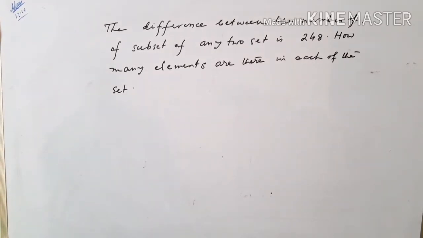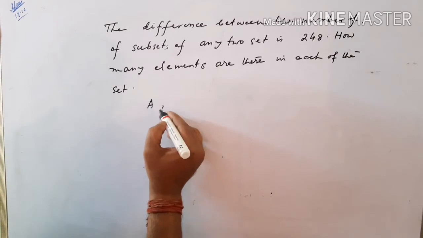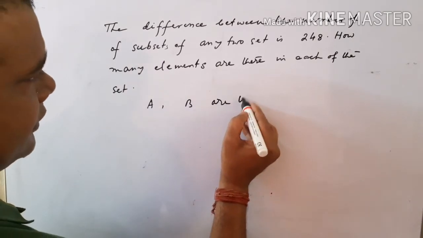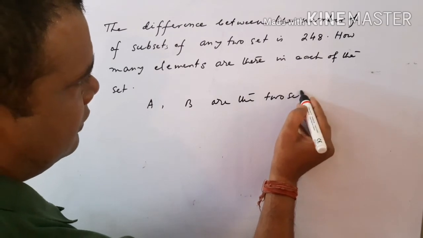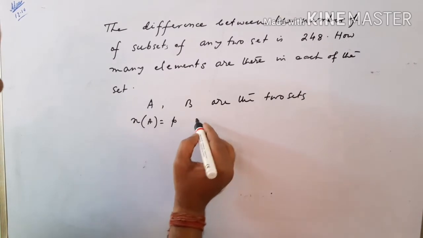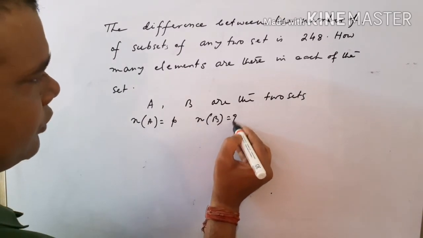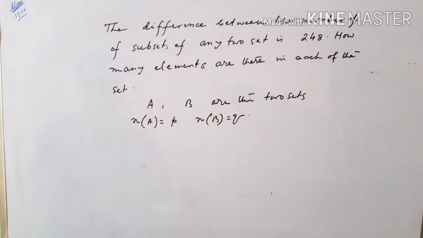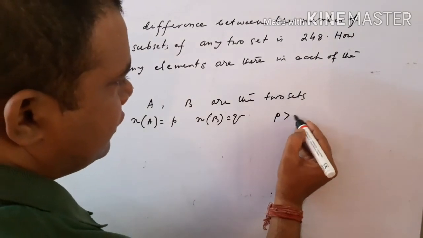Here we are taking our next question. The difference between the number of subsets of any two sets is 248. How many elements are there in each of the sets? So let us suppose A and B are the two sets, and n(A) equals p and n(B) equals q. That means their cardinal numbers are p and q. And we suppose p is greater than q.